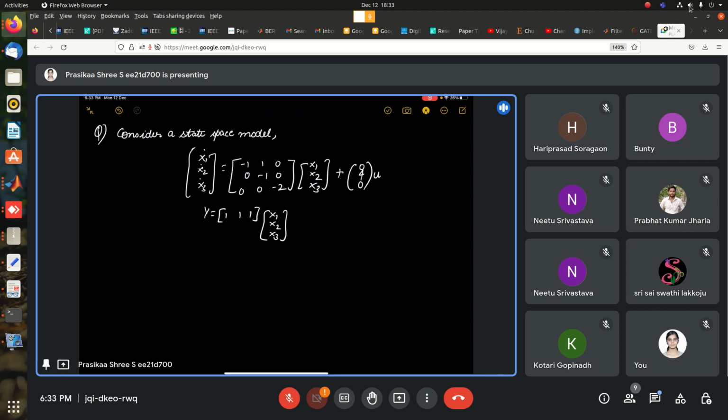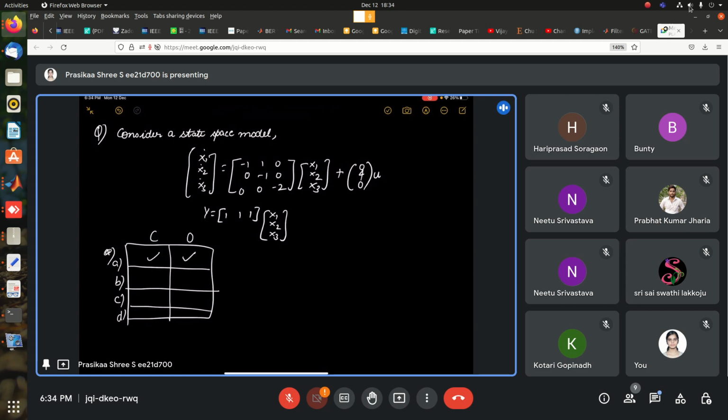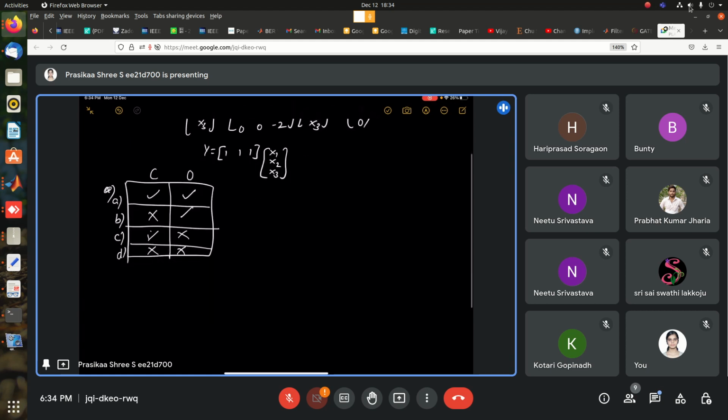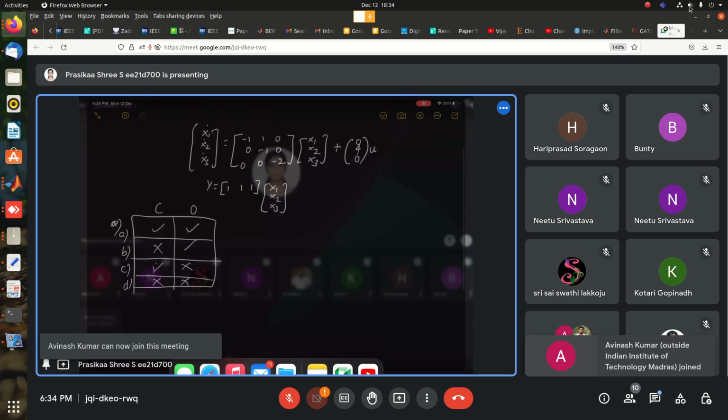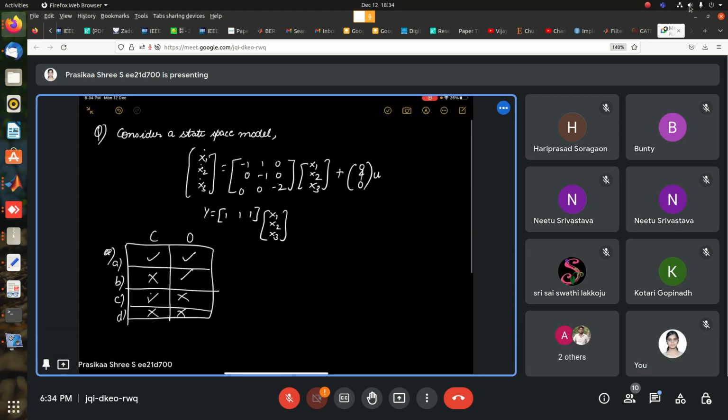They have given a tabular column: controllability, observability. They are asking whether the system is controllable and observable. The first option is that the system is both controllable and observable. The next option is both uncontrollable and unobservable. Try computing the system. Take note of the question. This can be represented as x dot is equal to Ax plus Bu, y is equal to Cx.